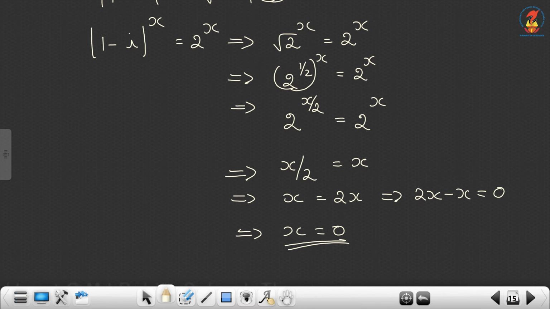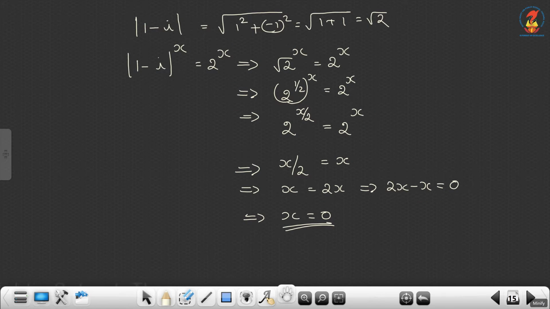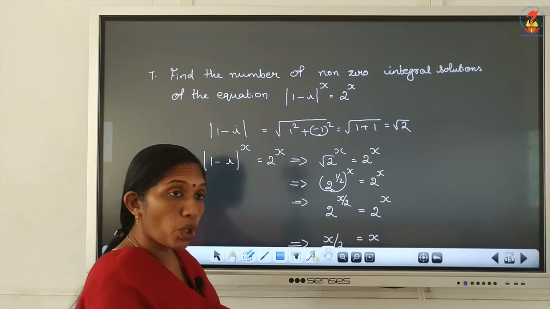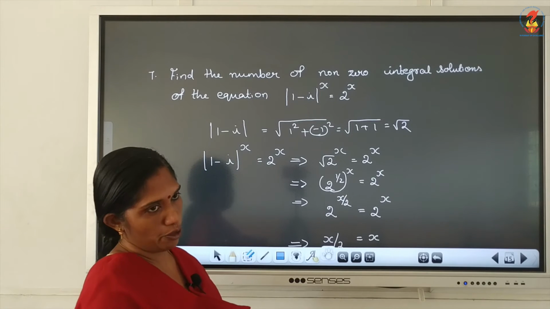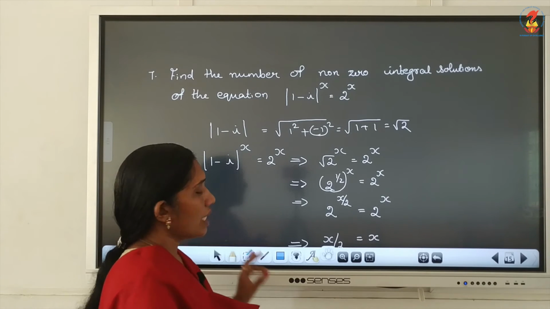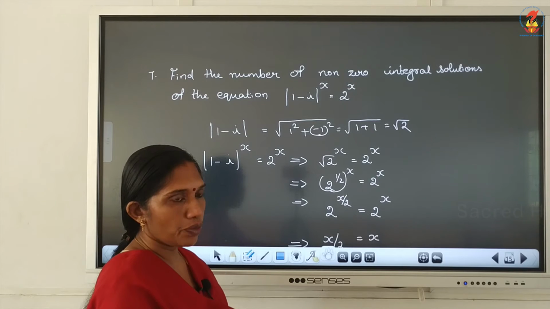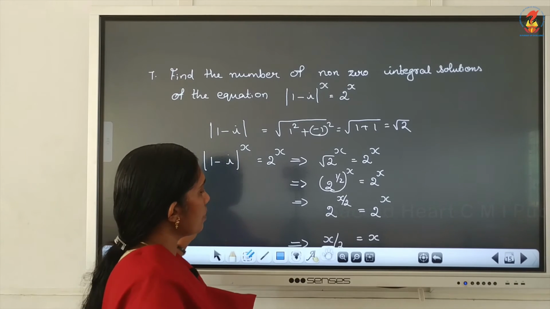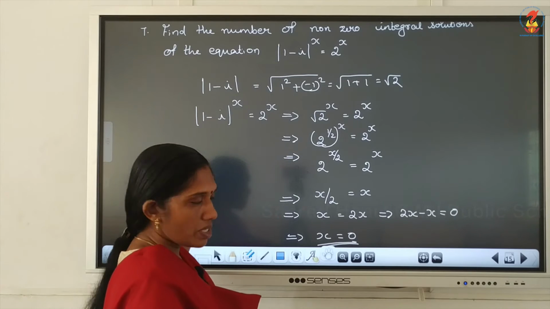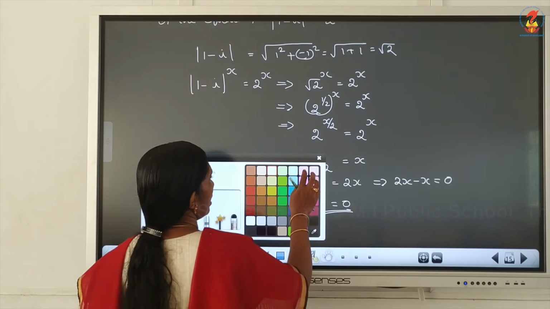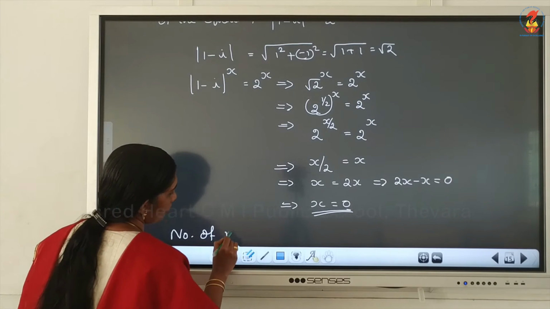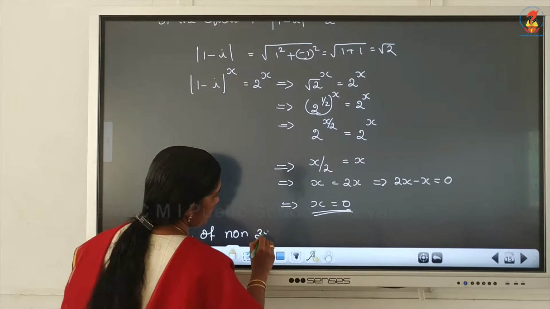0 is a solution, and other than 0 there are no other solutions. So what is the question? Find the number of non-zero integral solutions. Here we got the solution as 0, with no other solutions. So the number of non-zero integral solutions is equal to 0.